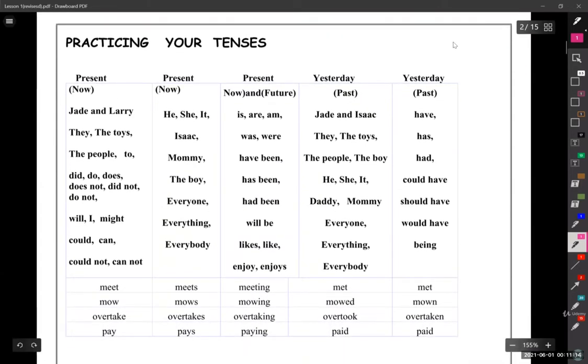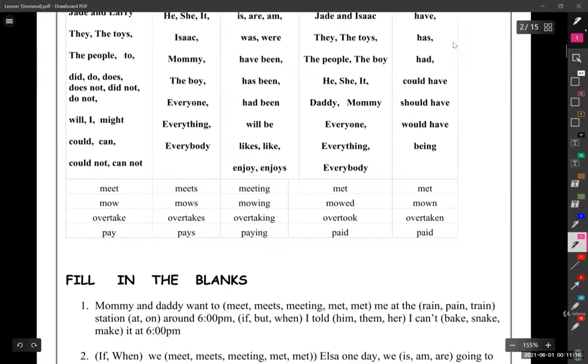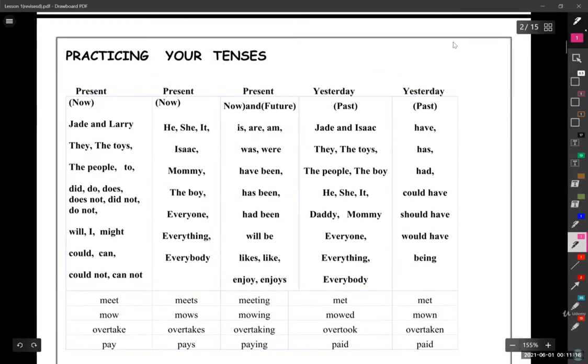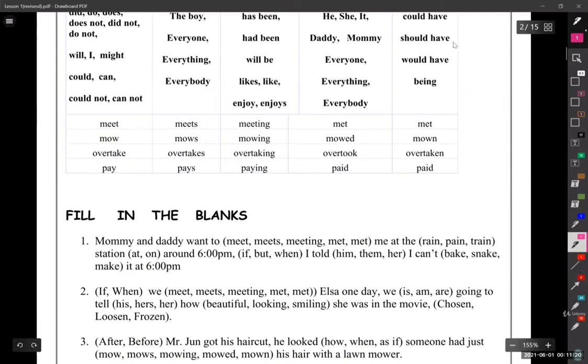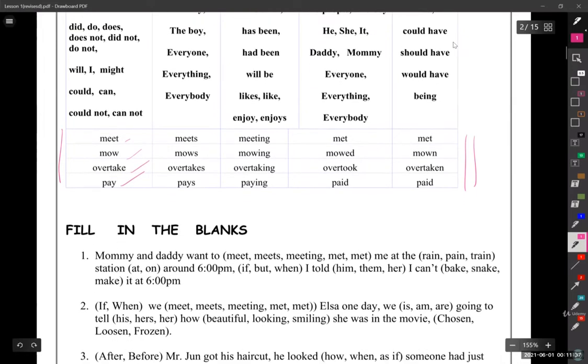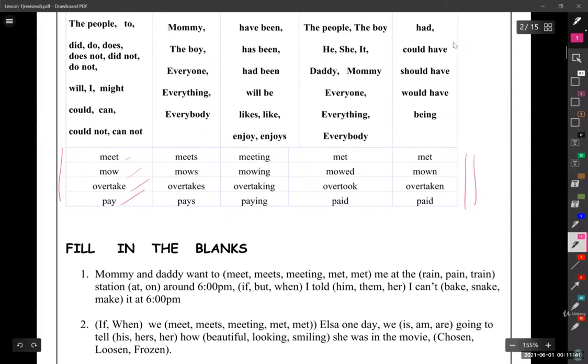Over here, what we need to do is pattern recognition. Okay, now over here, as we can see, these are the verbs. These are all the verbs. So now this is a root word, the infinitive. We have meet, we have mow, and overtake, and pay. Firstly, the teachers, the instructors will need to explain these words to the students.